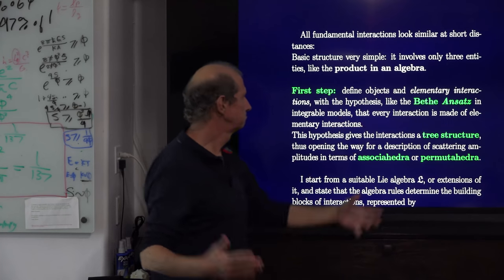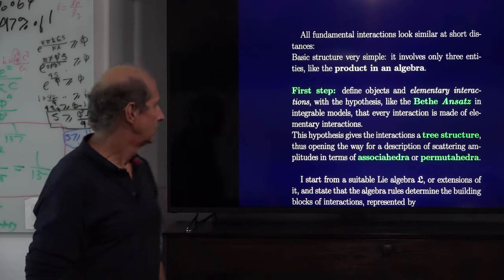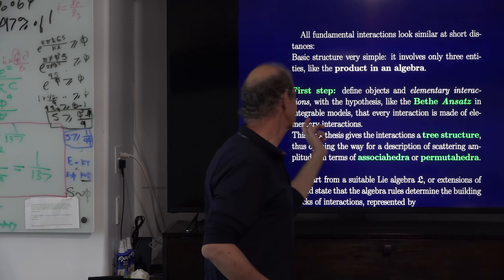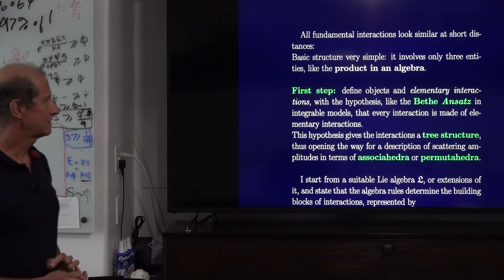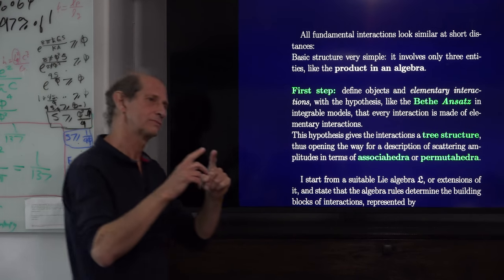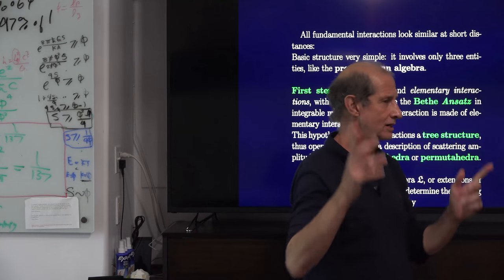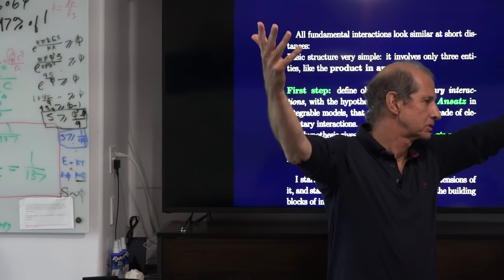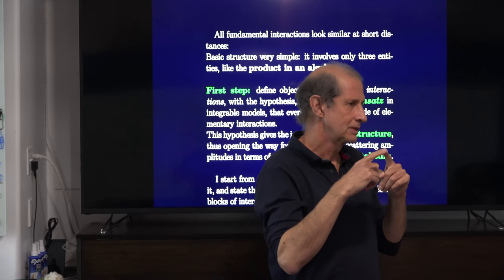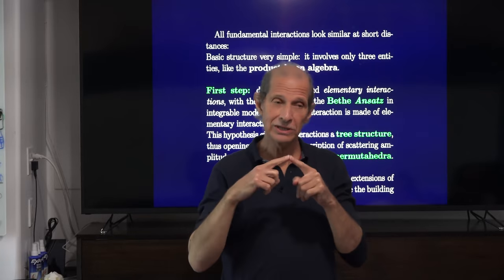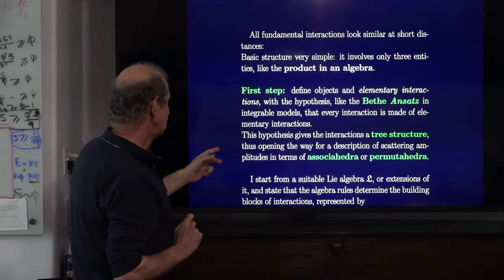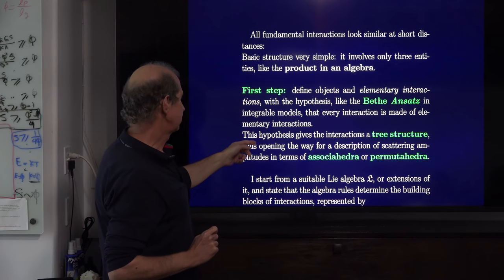First step, define objects and elementary interactions with the hypothesis, like the Bethe Ansatz in integrable models, that every interaction is made of elementary interactions. So you start by defining what I call the elementary interactions, and then from those, you build up complicated interactions. To me, the fundamental interactions are made of three objects, like two ingoing and one outgoing, as it happens with the product of the algebra. This is the main hypothesis.